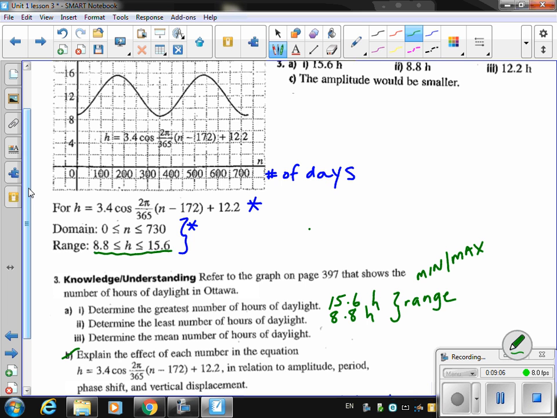Determine the mean number of hours of daylight. So your mean is your average. And in the middle of 8.8 and 15.6 is the number. How on earth do I get an average? Well, I add them together and divide by 2. And the middle number would be 12.2. Interesting. And so the middle of that curve would lie right in there. It's saying on average in Ottawa, in a day, you'd get 12.2 hours of daylight. So that would be in May and October.